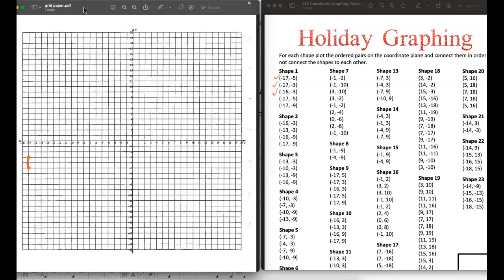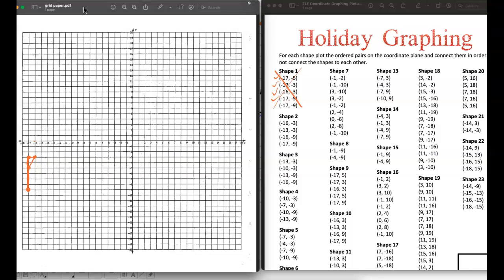Then it says -16, -3. Left 16, down 3. Connect it to the last point. Then it says -17, -5. I know there's already a dot there, but we're going to connect those. And then -17, -3, which is right here, and connect the dots. So far, it looks like that. Okay, we're done with shape 1.